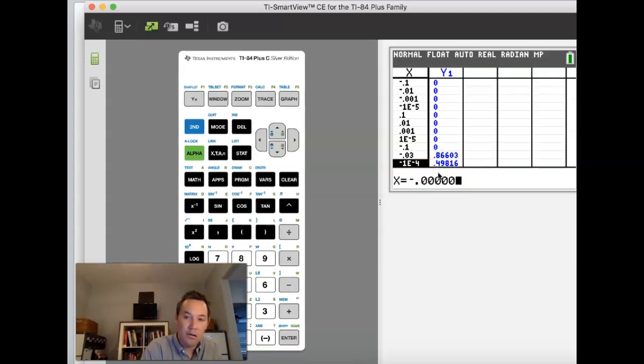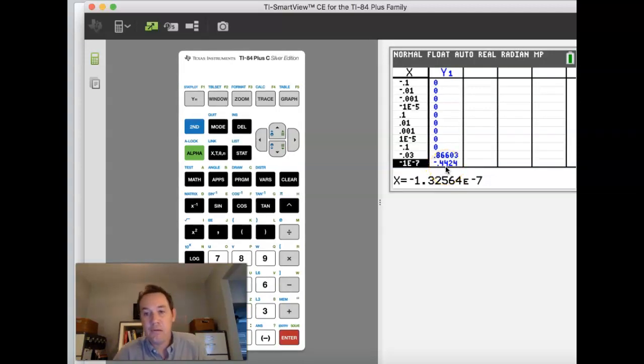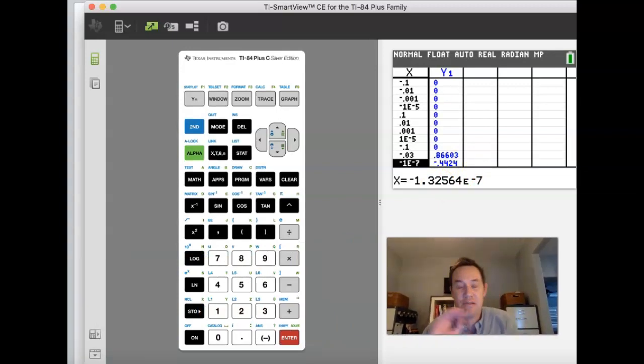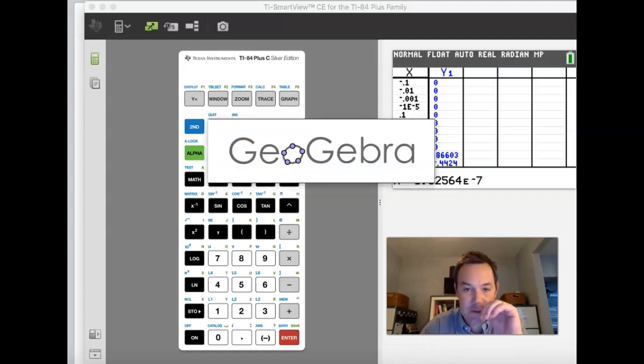Negative 0.000013256. Oh, now I'm negative. So now we don't seem to be approaching anything in particular, even though I'm putting in random numbers that are closer and closer to 0. Let's see why. This is an interesting function.